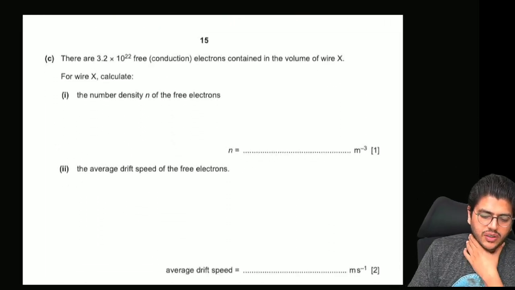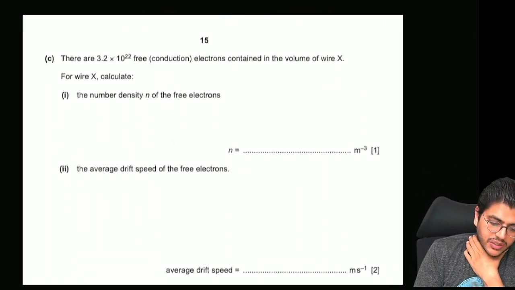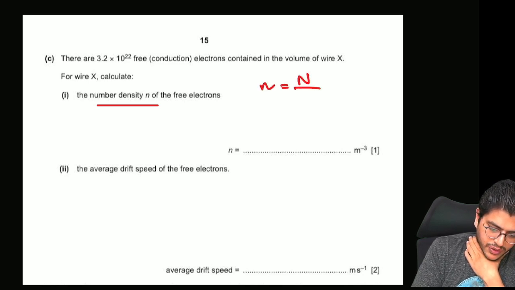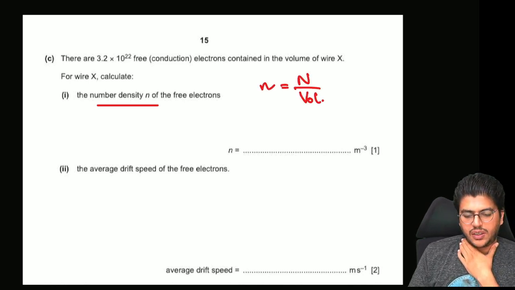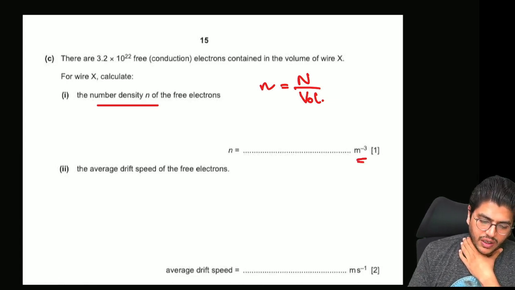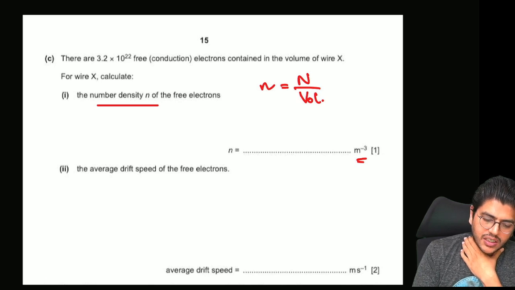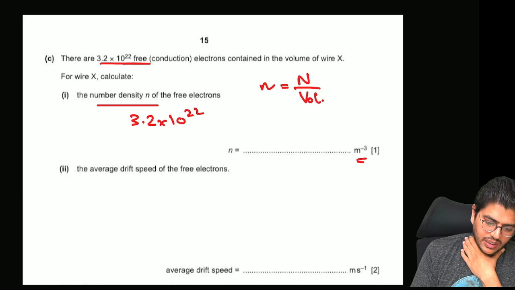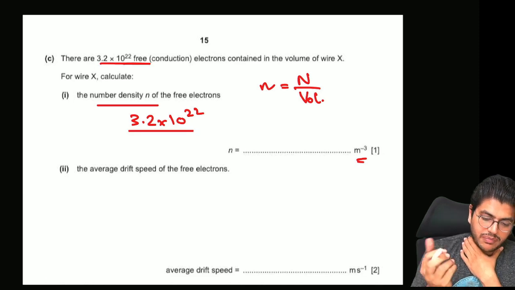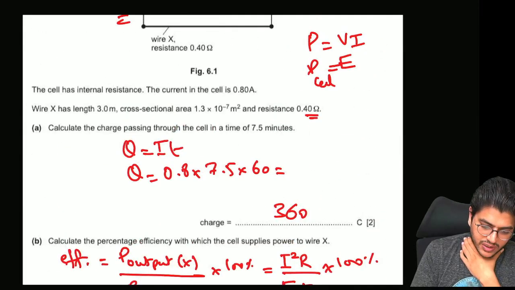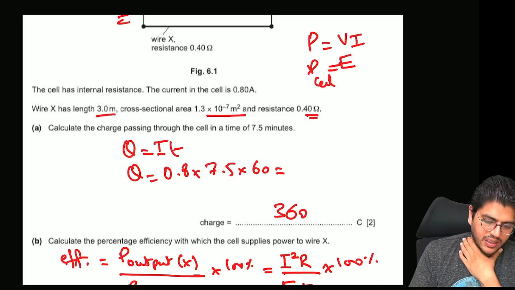Part C, the number of free electrons. Again, number density n. So number density n would be the number of charges per unit volume of the wire. Look at the unit. That's number density. Now, what are the number of charges that you have? The number of charges in the wire are 3.2 into 10 raised to the power 22. They've given that. Volume of the wire will be base area into height. Do we have the cross-sectional area? Yes. Do we have the length? Yes. So we can get the volume.